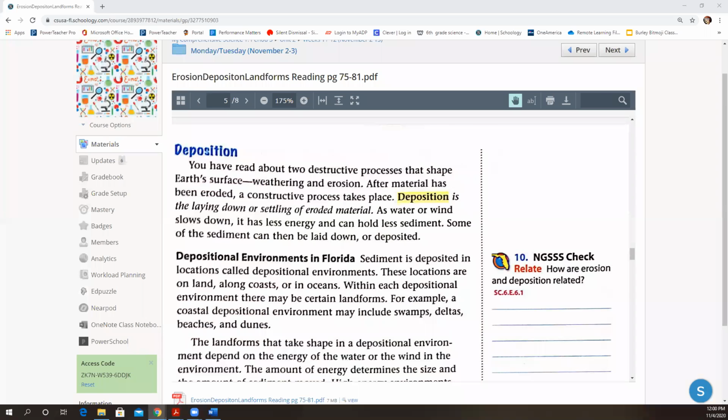Okay, deposition. You have read about two destructive processes that shape Earth's surface, weathering and erosion. After material has been eroded, a constructive process, meaning it builds up, takes place. Deposition is the laying down or settling of eroded material. As water or wind slows down, it has less energy and can hold less sediment. Some of the sediment can then be laid down or deposited.